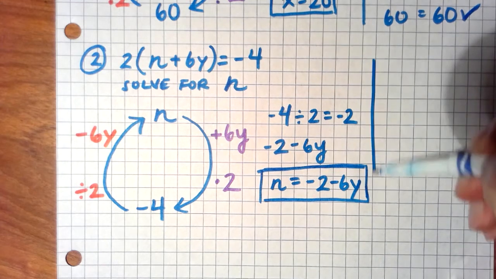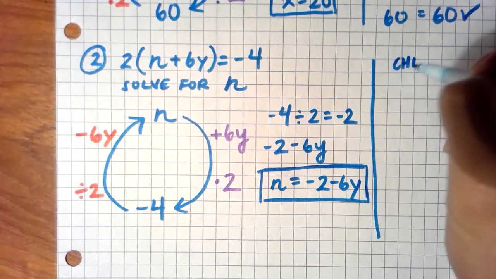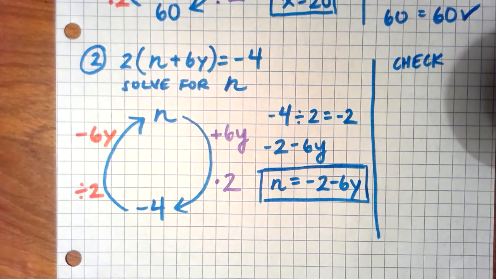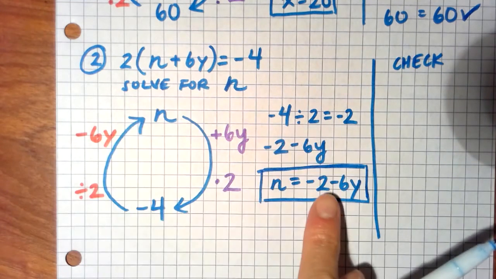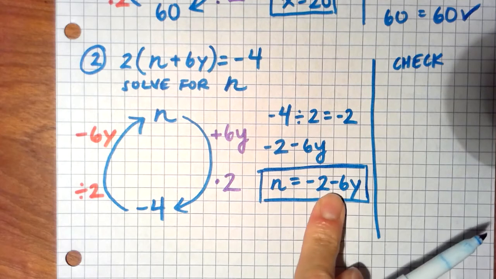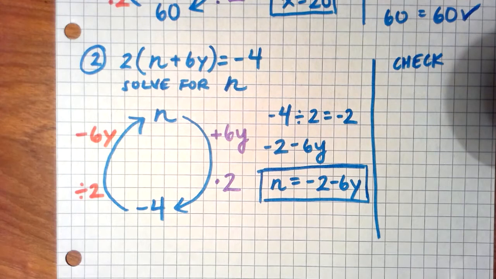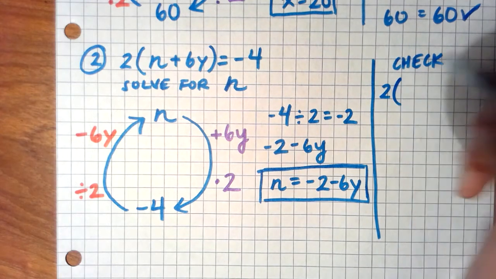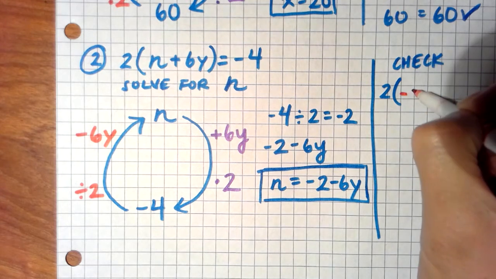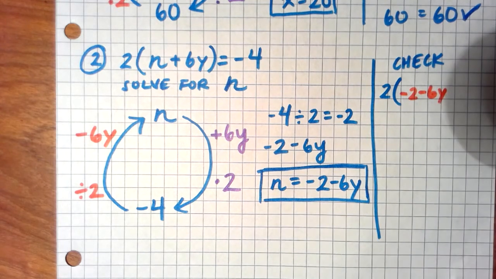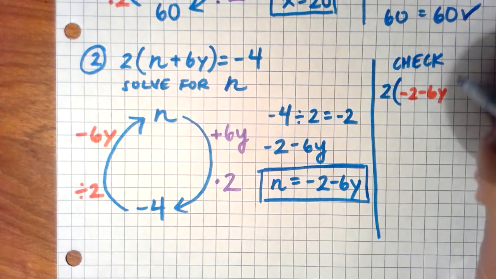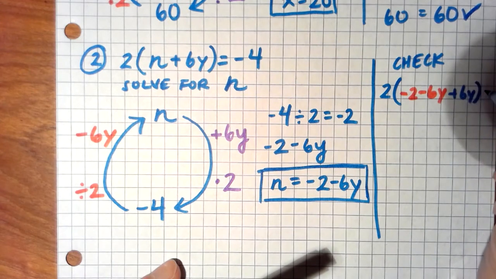Let's check it. So I'm going to substitute in -2 minus 6y for n in the original equation. So I'd have 2 times, and this is where I do my substitution, (-2 minus 6y). That's what I just substituted in for n. And then now the rest of the equation, plus 6y. All of that is equal to -4.